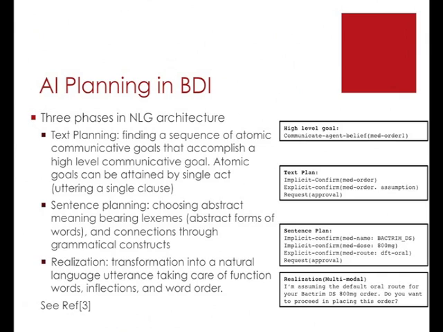Sentence planning chooses the lexemes, that are abstract forms of words, to be used in the phrases and grammatical relations between them. And in the realization, the final textual form of the utterance is constructed before it sends it to a speech synthesizer where it is vocalized. On the right, you see an example in detail.